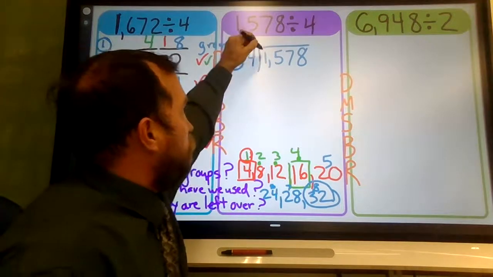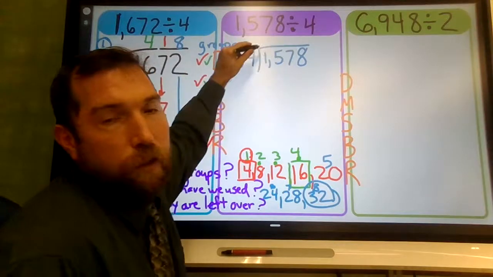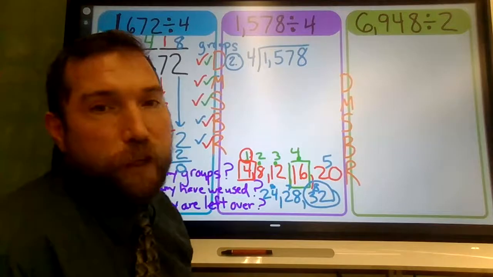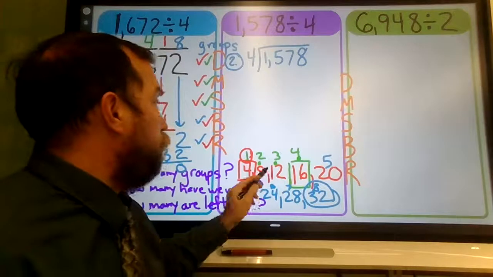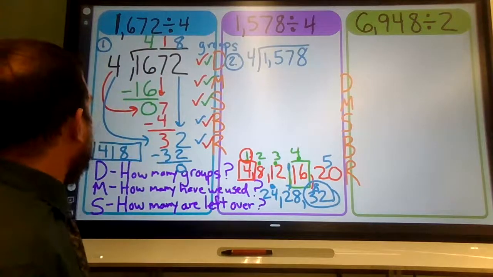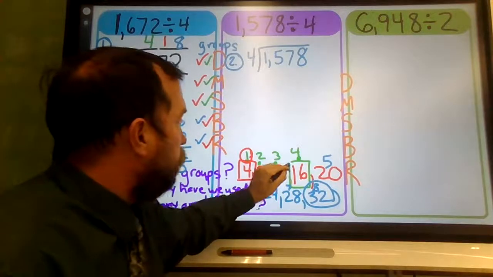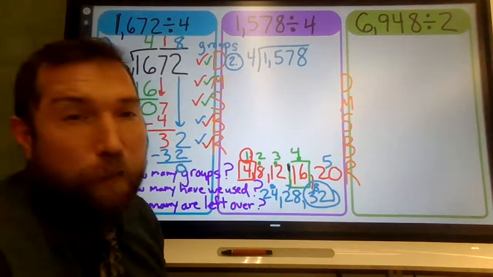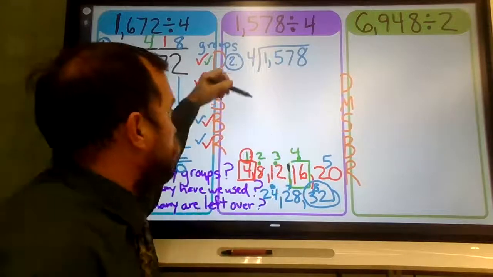I'm trying to figure out how many times 4 can fit into the 15. If there are 15 kids, how many whole groups of 4 can I use? Again, 15 would be right here. I didn't quite make it. I didn't have enough for 16. I didn't have enough for 4 groups. I could only do 3.